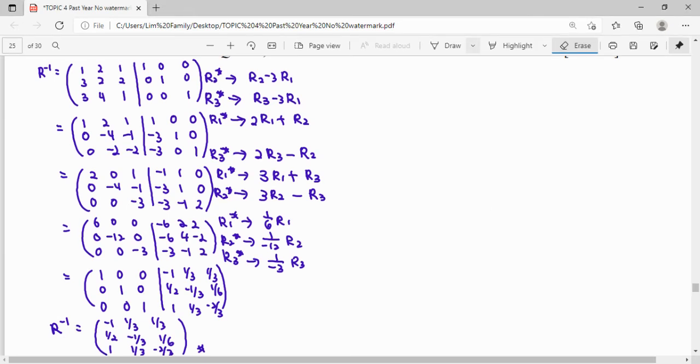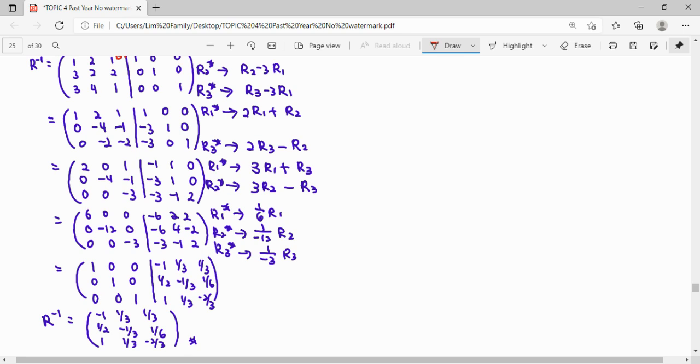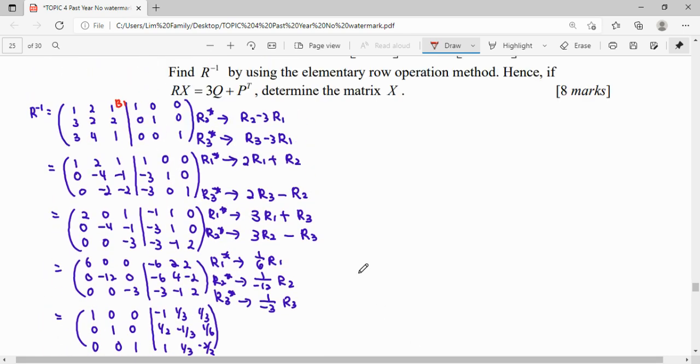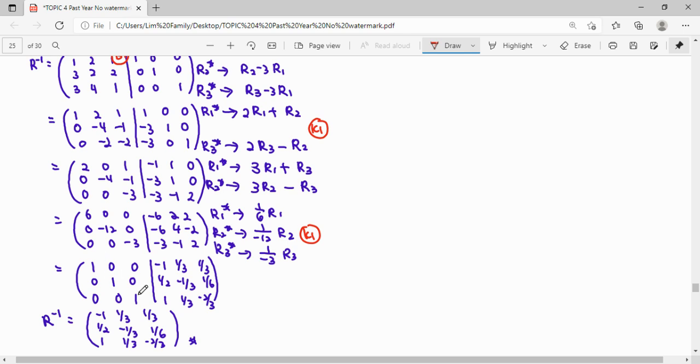Then we're going to see what the important concepts are here. The first one is we have to build up the augmented matrix. So this is my first concept, the augmented matrix. And then we do our row operations to get all the entries to become 0, and lastly to get the identity diagonal as 1. So this will be our final answer in finding R inverse.